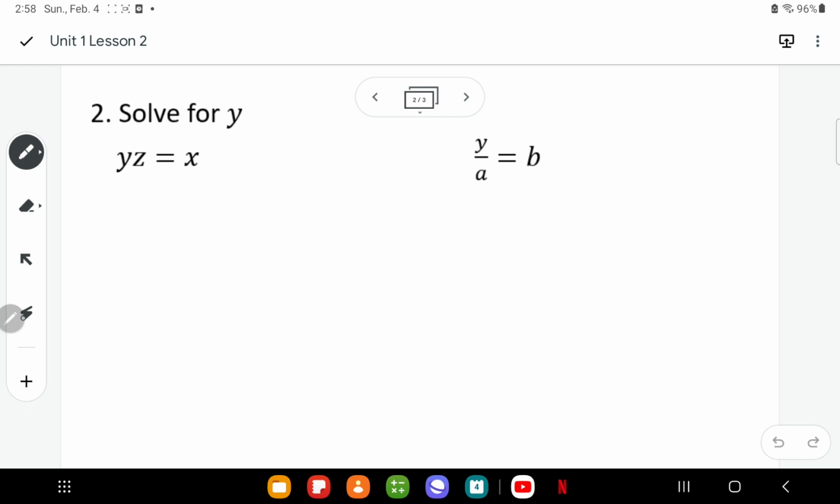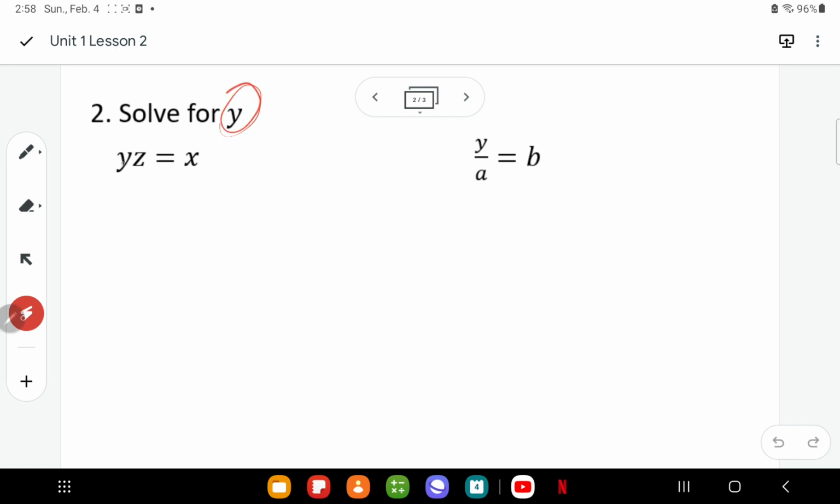Now what we're going to do today is a little bit different. It's using the same skills, but we're going to try solving for a variable if we have lots of variables and no numbers. Okay? And it's going to follow the same kind of pattern.